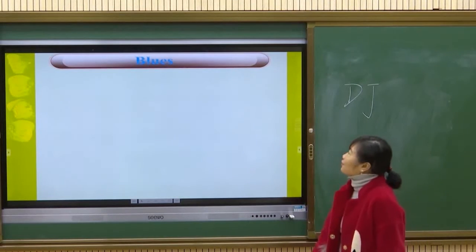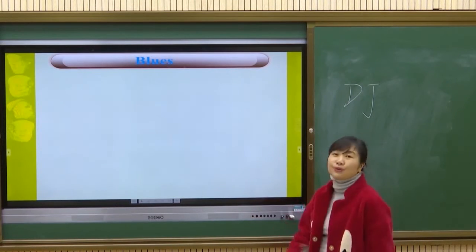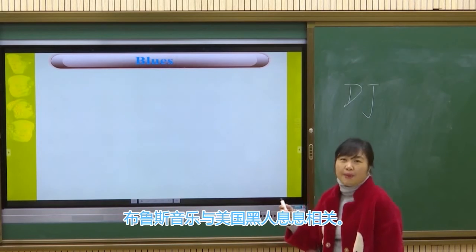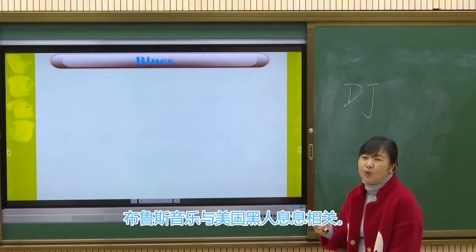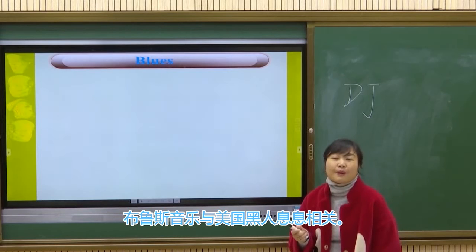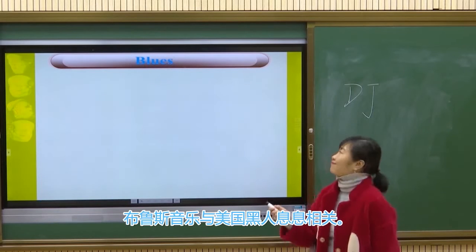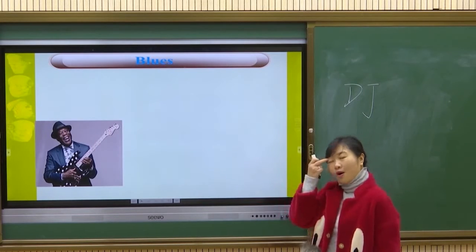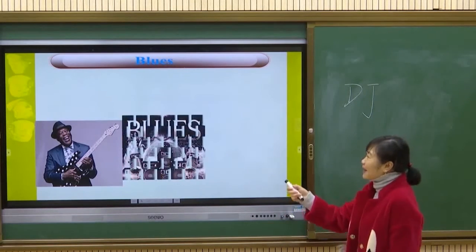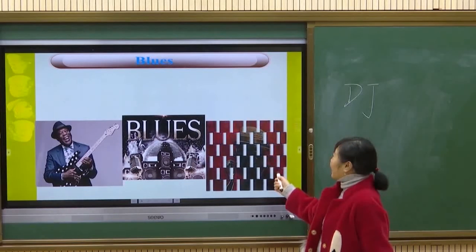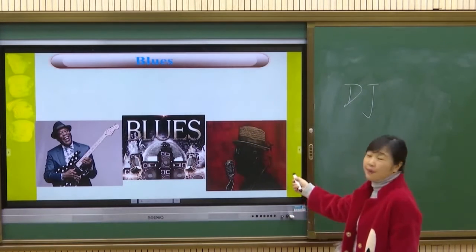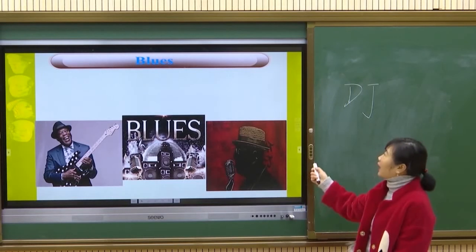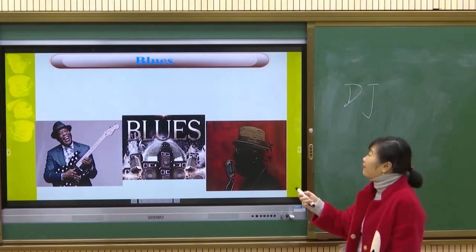And the third, okay, the third is blues. Okay, when we talk about blues, definitely we will think of black people in America, yes. See, this is a performer of blues. He's a black man, yes. And this is also a portrait of a blues performer, okay.